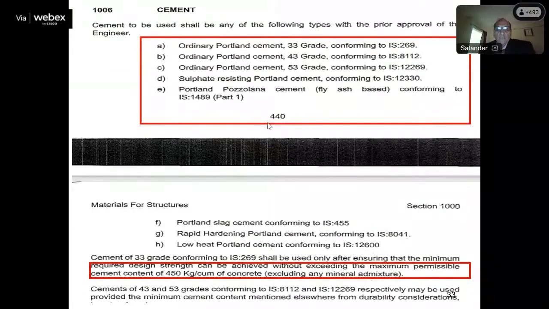This is the MoRTH book, because in 2013 it was there, so they have written the old number. Ordinary Portland cement, IS 269, 43. Now the revised MoRTH book, which is in the final stage, maybe after a few months you may get that also. Portland slag cement, rapid hardening cement. So these are the cements.